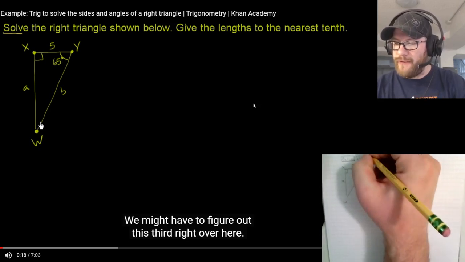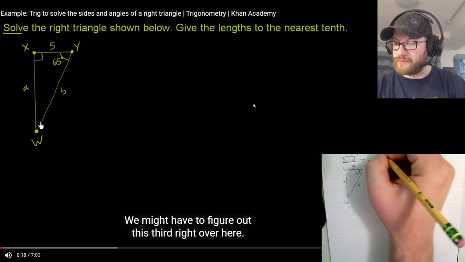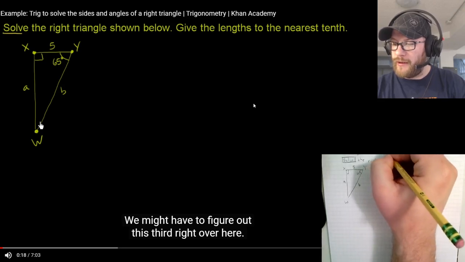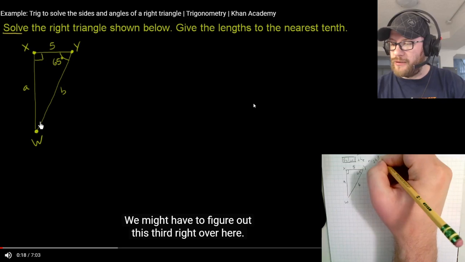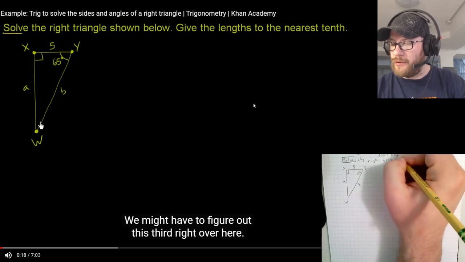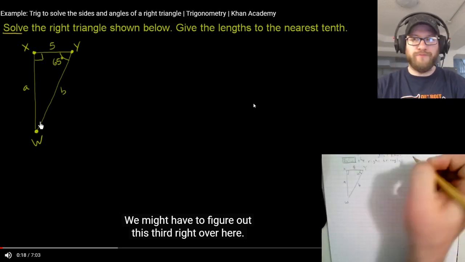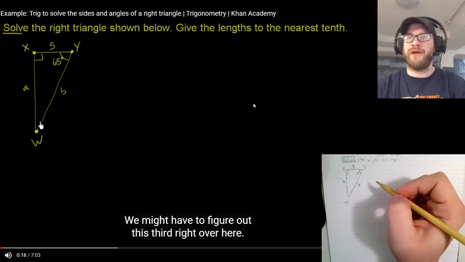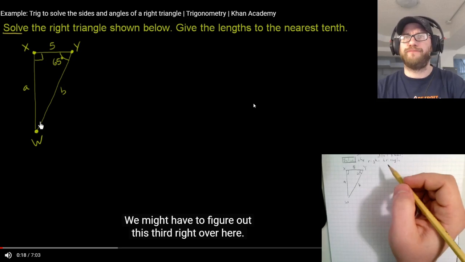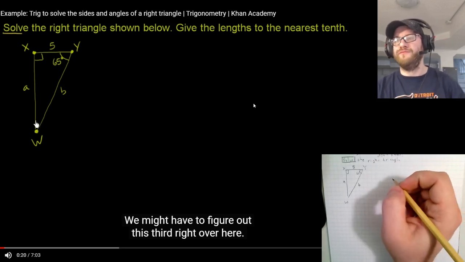So this is find everything we don't know. Okay. So solve means find everything. If we're trying to solve that triangle, find everything we don't know about it. We have to figure out this third angle here.